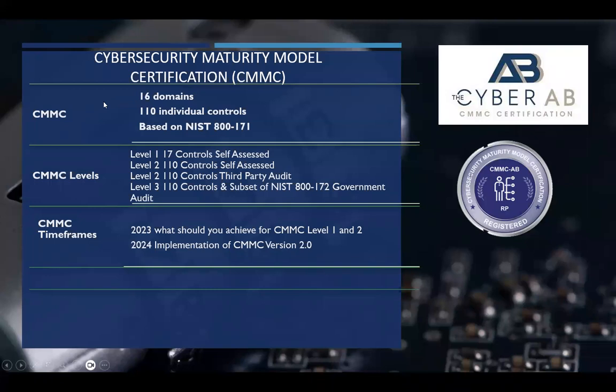So CMMC consists of 16 domains and 110 individual controls and policies. Now, they directly align with the NIST 800-171 110 controls. So if you are already NIST compliant, then you are already well on your way to CMMC compliance.